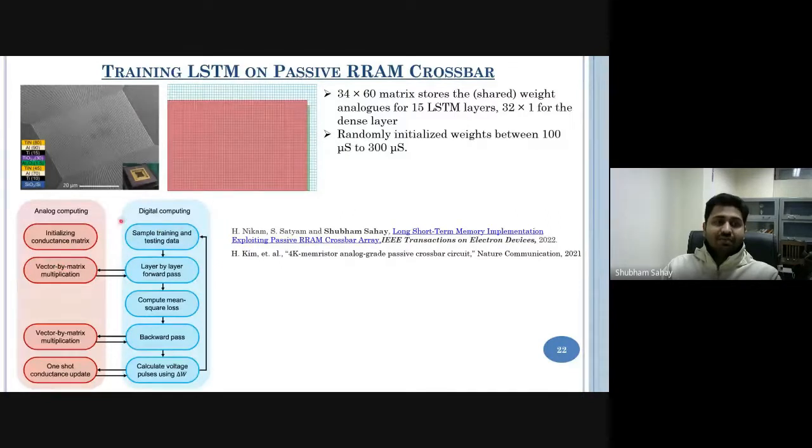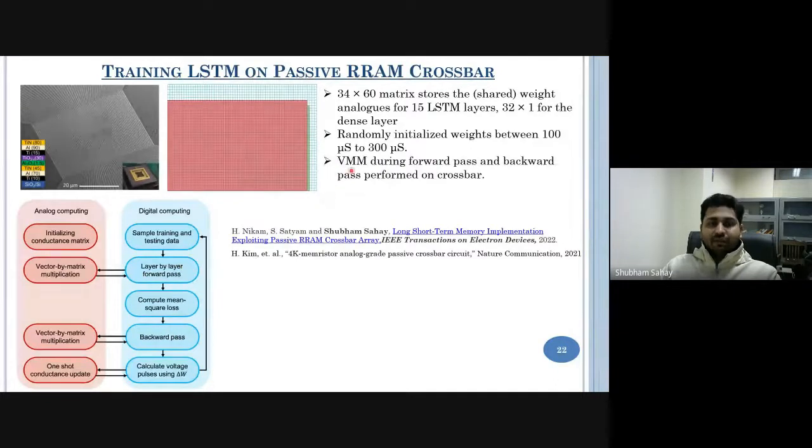However, the training and test data were fed in the software, then the forward pass and all was done in the software. Loss function was calculated in the software. See, all these things can be done in the hardware with the help of peripheral circuitry. But for ease of implementation, we only perform the basic operations, that is vector by matrix multiplication and one-shot conductance update of this RRAM crossbar. That was done in the hardware. Rest, everything was done on the software.